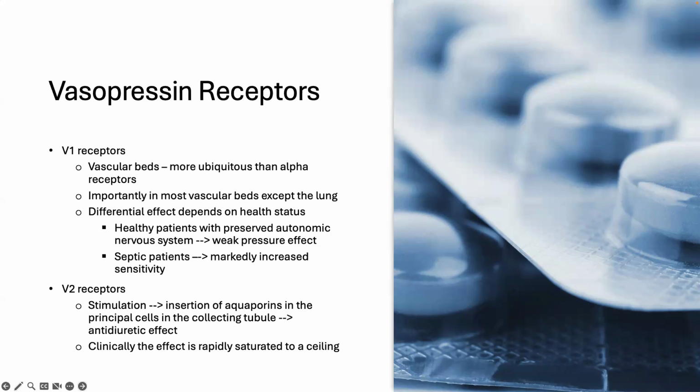And this becomes important because sometimes when we choose a medication, we don't want to get pulmonary vasoconstriction, and stimulation of V1 receptors would be a useful strategy in that regard. V2 receptors are an entirely different thing. They're found in the kidney, they result in the insertion of aquaporins in your collecting tubule, and they've got an antidiuretic effect.